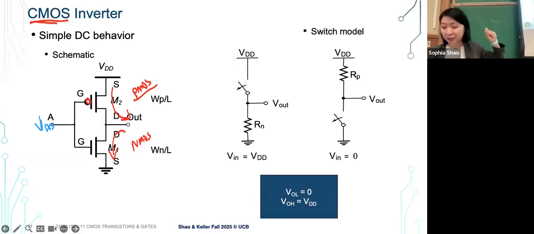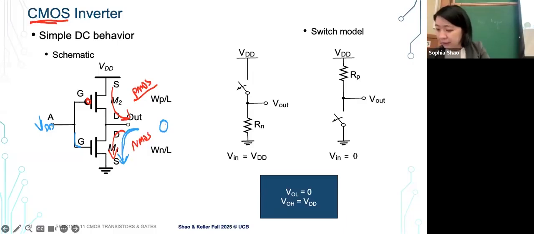NMOS, right? So when the input is high voltage, NMOS is on and PMOS is off. So the output is connected to ground, and that's how we get a 0. And this is a good 0 because it's connected to the drain node.